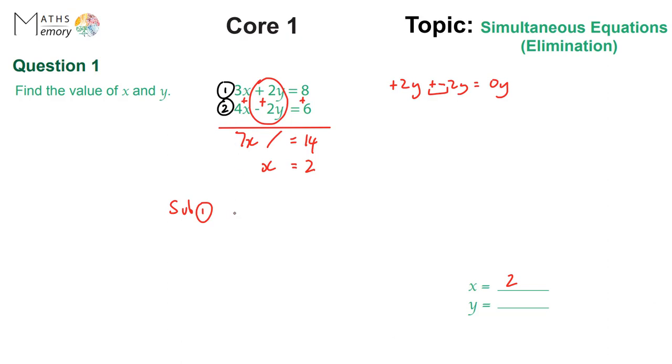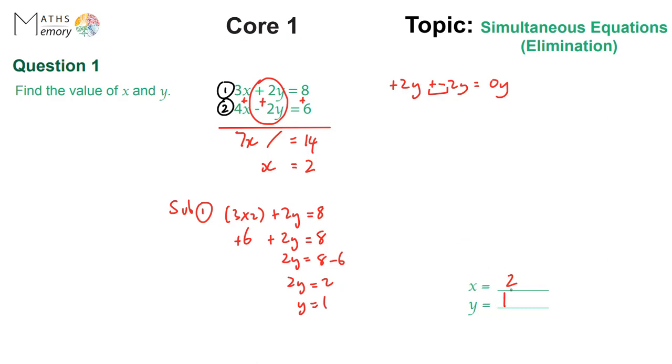So this is 3 times x. I'm going to write 3 times 2 over here. Plus 2y equals 8. So 6 plus 2y equals 8. 2y equals 8 minus 6. Look how we did that. The plus 6 becomes minus 6. And therefore 2y equals 2 and y equals 1.